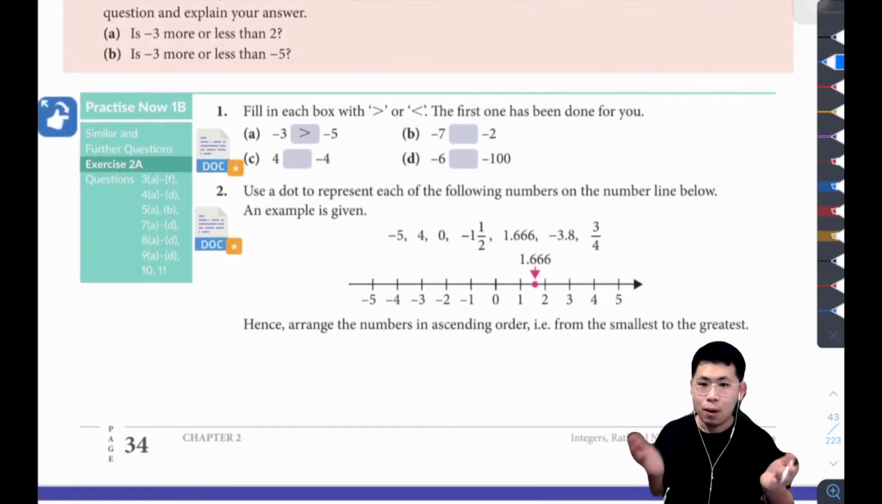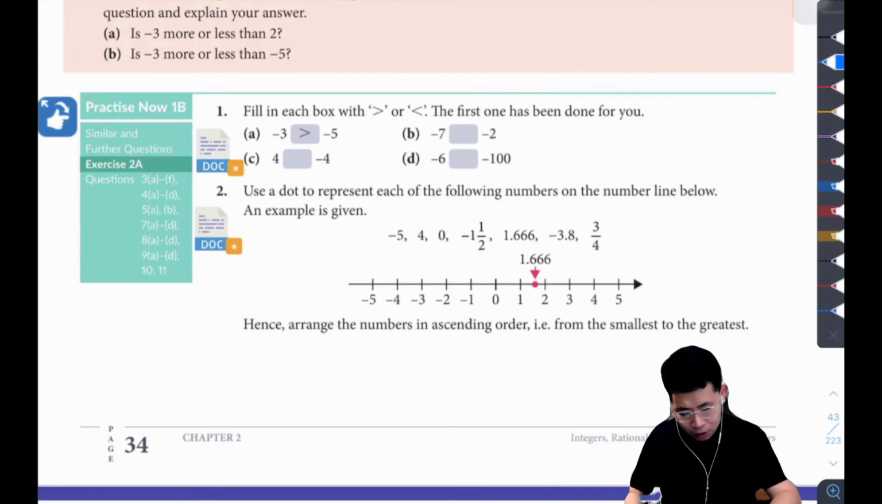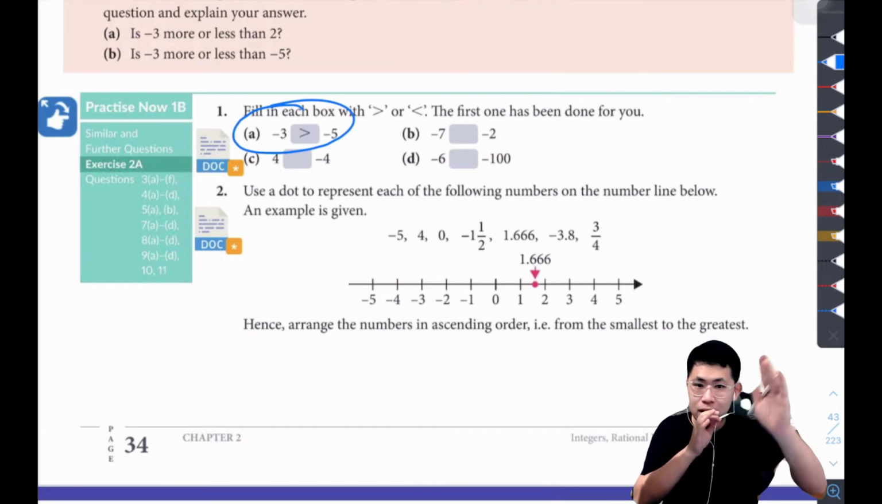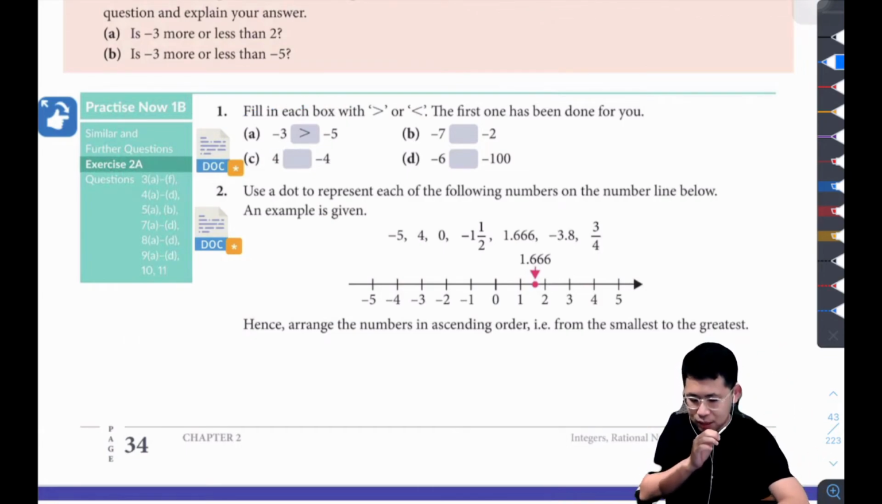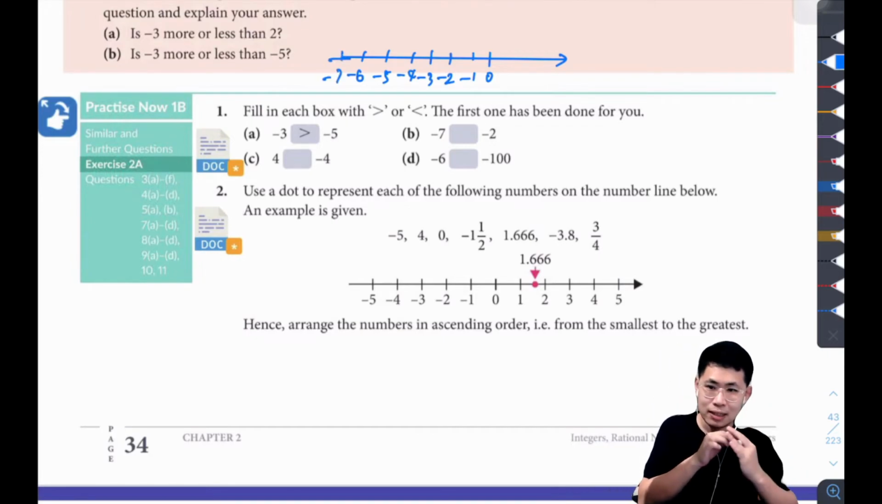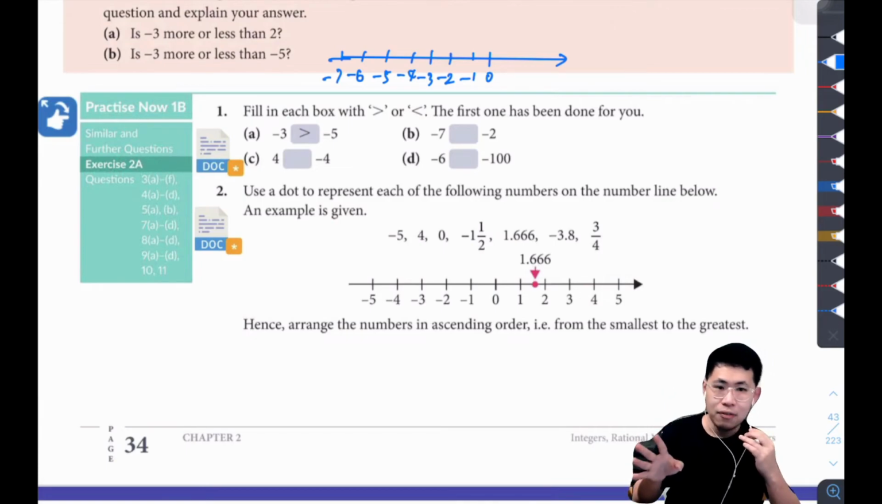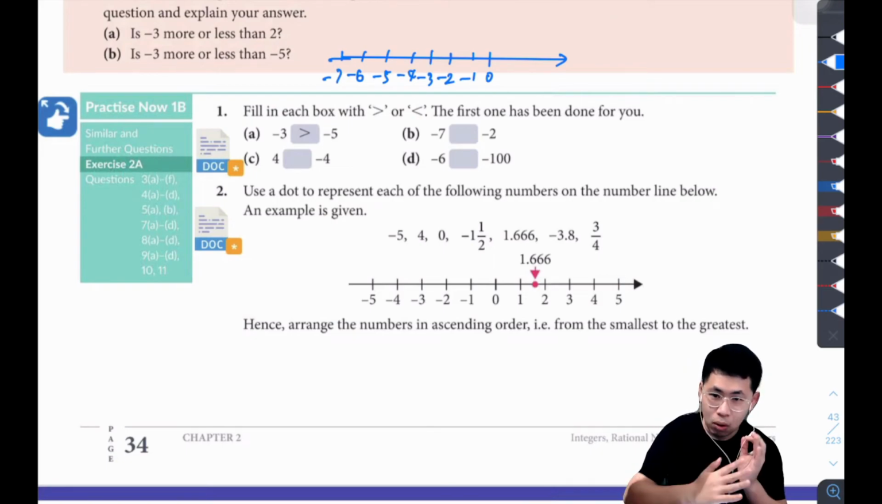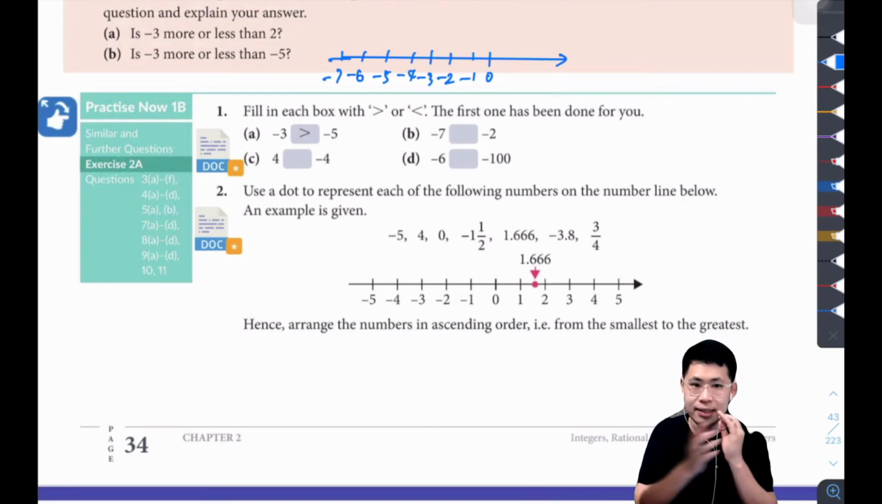So now we just want to compare between two numbers over here. For example, in A, we're on page 34, in Practice Now 1B, question 1A, negative 3, negative 5. So you just need to look at your number line. So 0, negative 1, negative 2, negative 3, negative 4, negative 5, negative 6, negative 7. So let's look at this here. We have negative 3 and negative 5. Negative 3 is on the right hand side, negative 5 on the left. So negative 3 is more than negative 5. So we fill in that side.